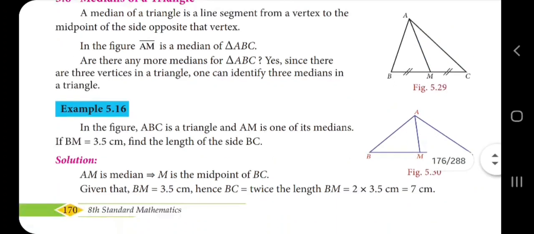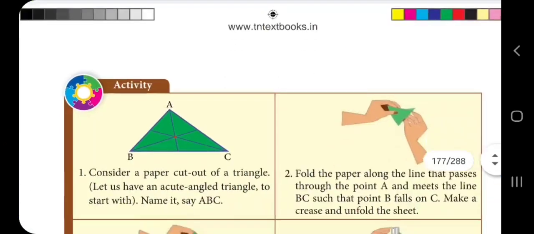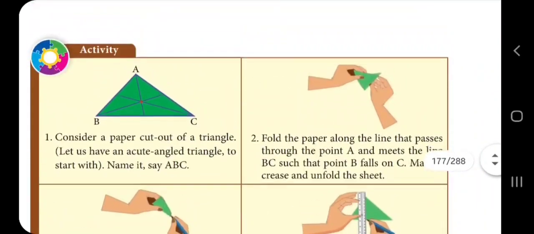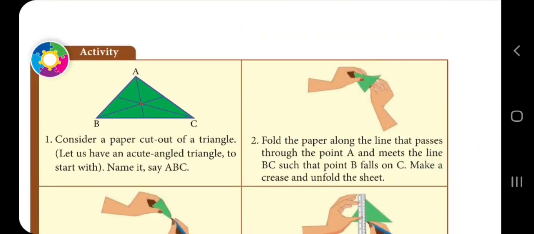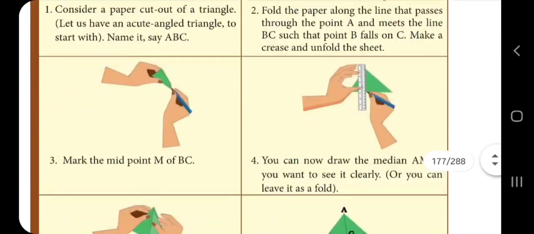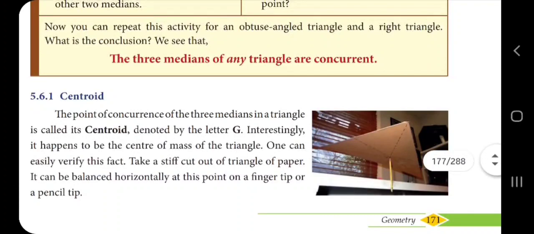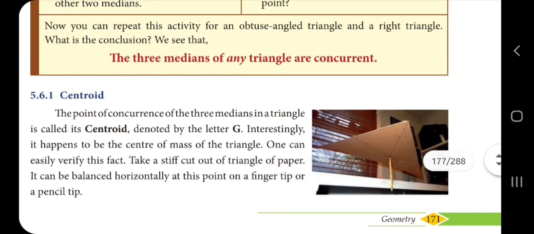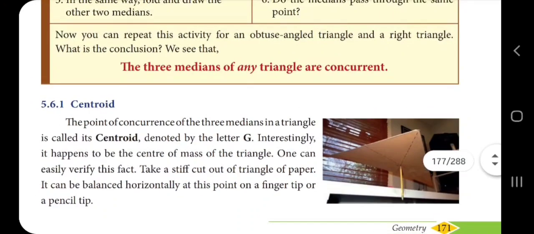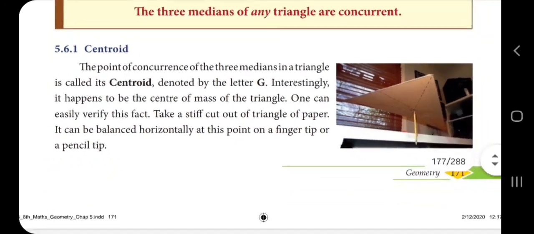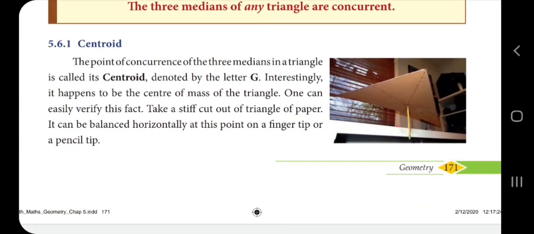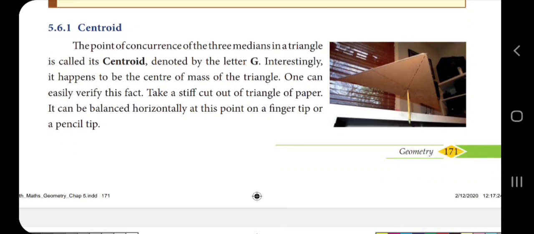So how to find the median? The example sums are there. In the exercise sums also we will see. The activities are there. You are free in this pandemic, so do the activities. In school days we don't have time to do the activity, but in this pandemic period you are free, so do the activities and learn the introduction part. It will be more useful for you to prepare for the next class.